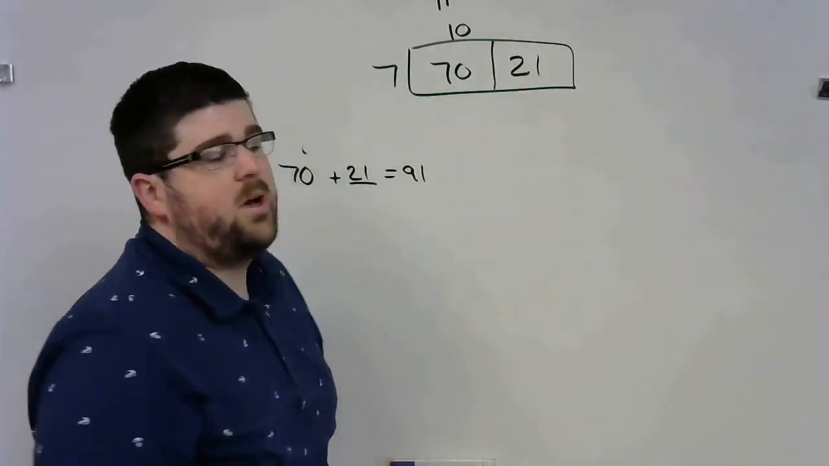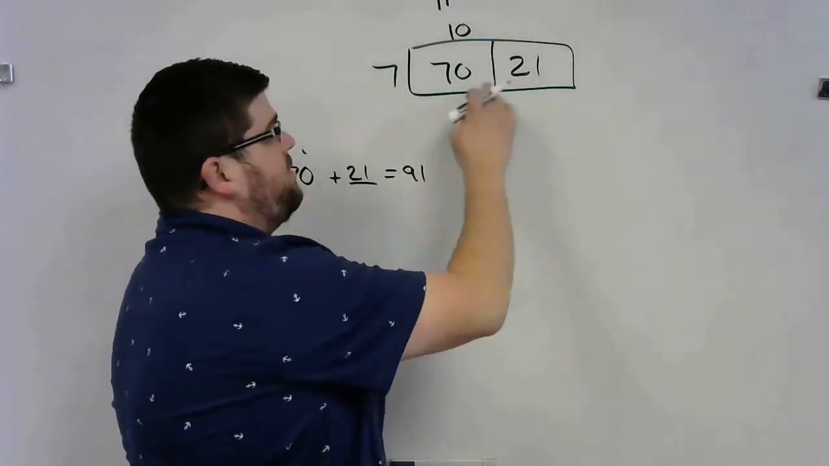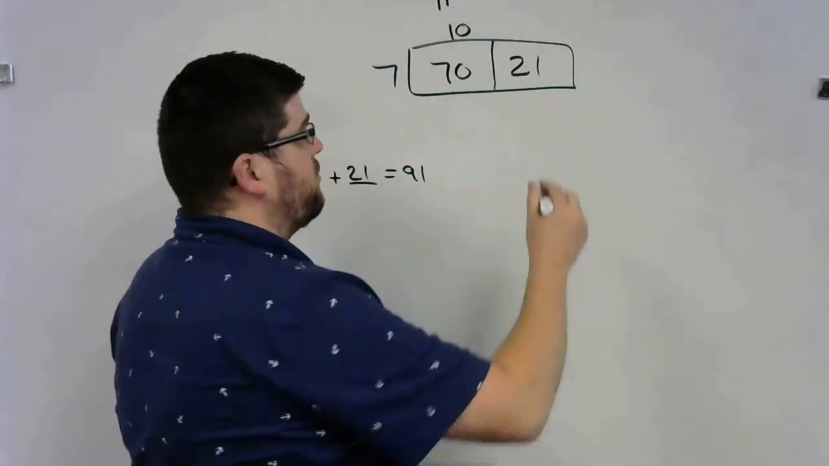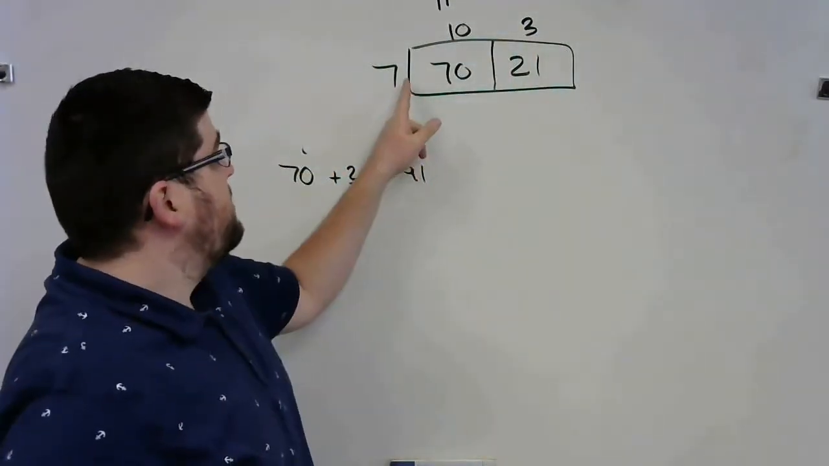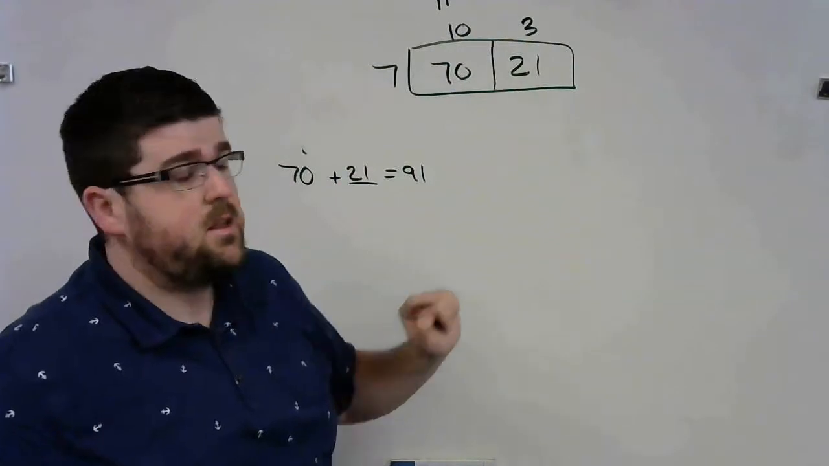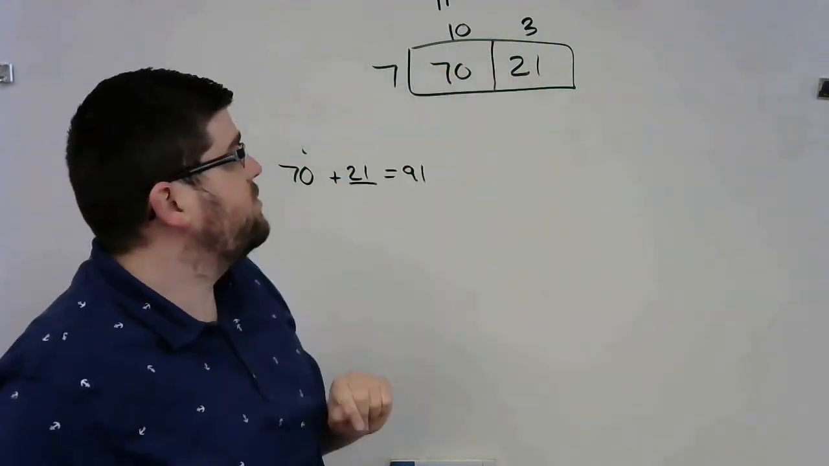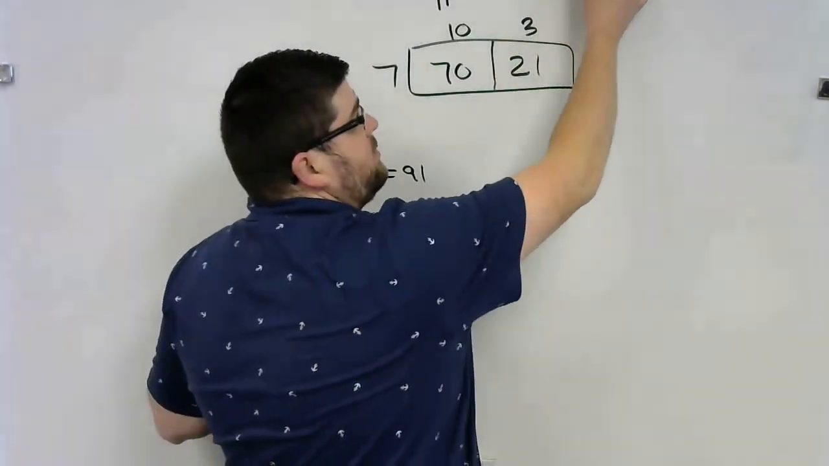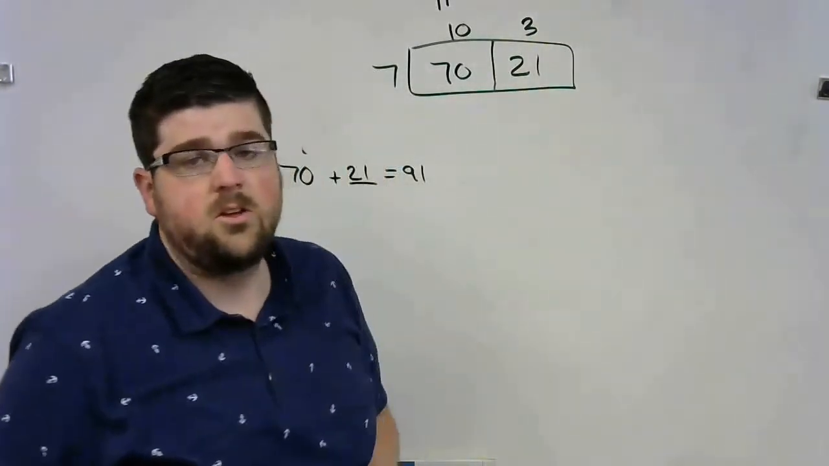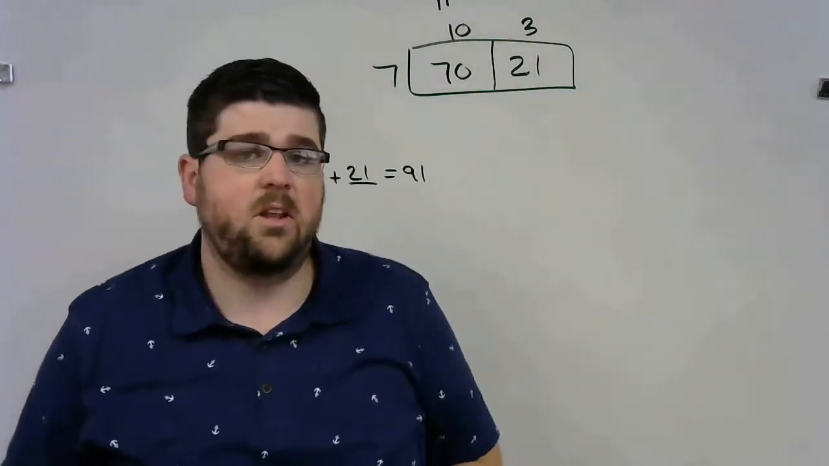So I'm going to put 21 in this box. 7 goes into 21 3 times. So I've got two partial quotients up there. I have 70 divided by 7 equals 10, and I have 21 divided by 7 equals 3. Together, that 10 and 3 is going to equal 13. So 91 divided by 7 equals 13.